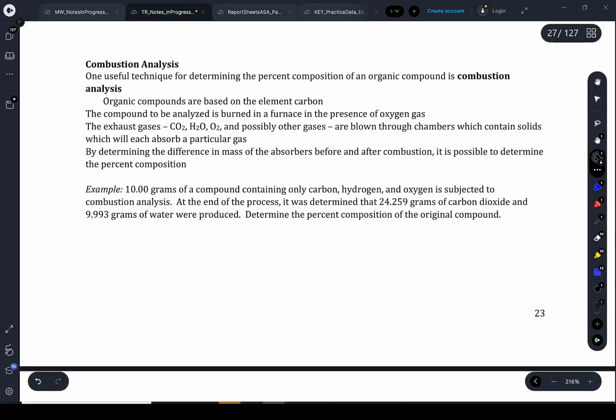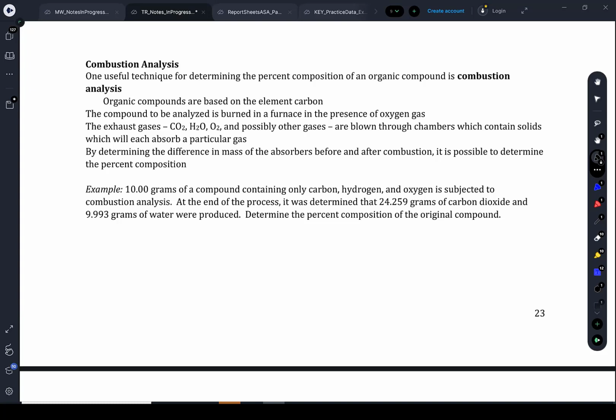A very, very useful technique is going to be combustion analysis. This is used for determining percent composition. It's unlikely to be something you will ever actually do. I've never done it myself. But in order to figure out the percent composition of certain organic compounds, those are compounds that contain carbon always and almost always hydrogen, and sometimes oxygen, sometimes nitrogen, sometimes sulfur, but always carbon and hydrogen for sure.